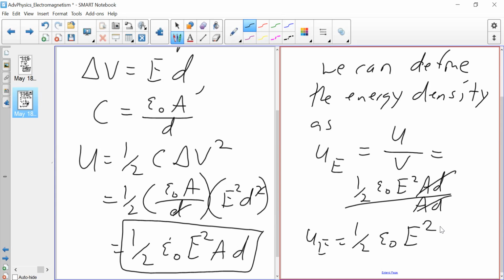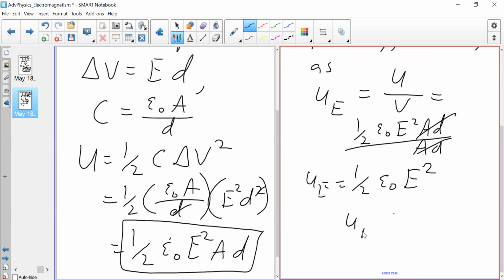Energy density in an electric field is proportional to the square of the electric field. Take the E field, square it, UE is proportional to electric field squared. All right, enough on that.